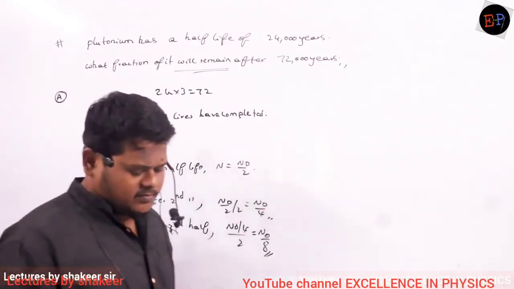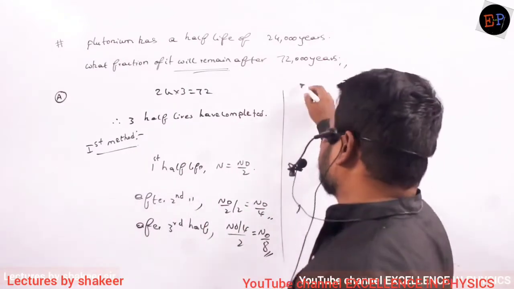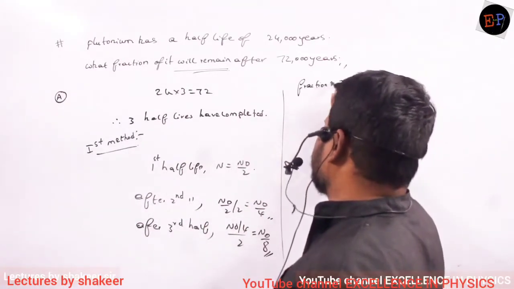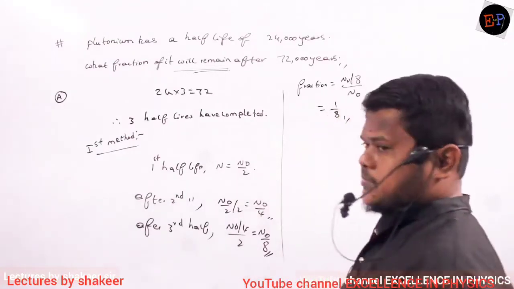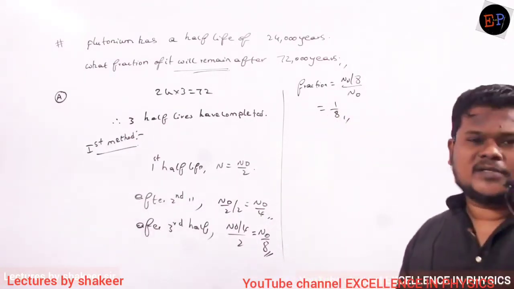What fraction he is asking now? Fraction means what I will do? Fraction means n0 by 8 divided by n0. So 1 by 8. That is my answer. That is the fraction of atoms remaining for disintegration.